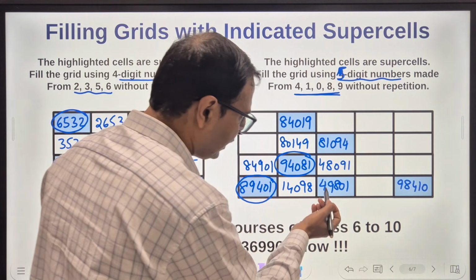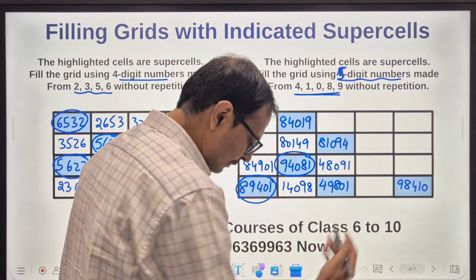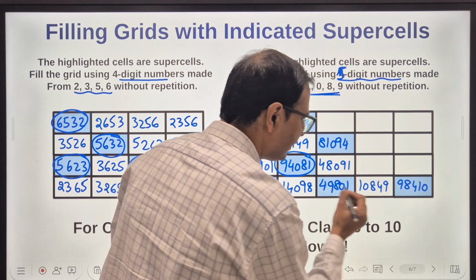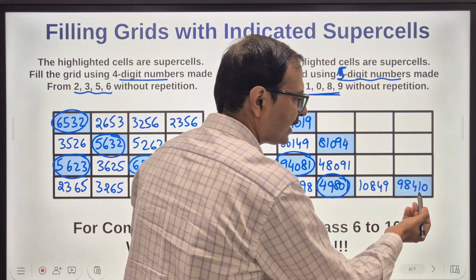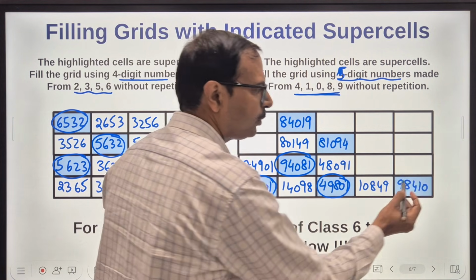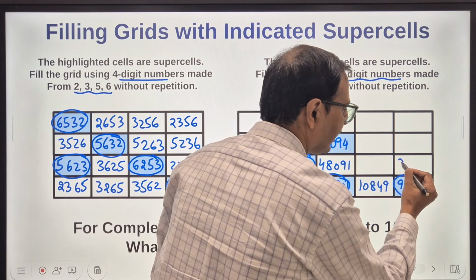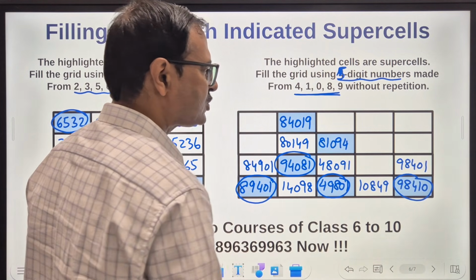And finally now here 49801. This is smaller, this is smaller. So I need a number here, 10849. And now you can check, this becomes a supercell. And this number is smaller than this. So I can put a number here to make this a supercell. And for that 98401 is what I am using. Now this has also become a supercell.